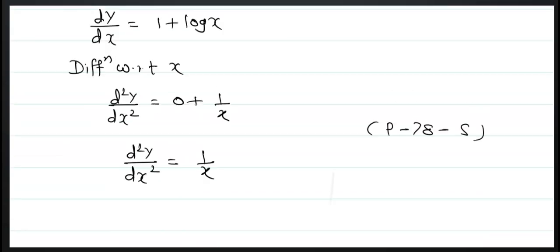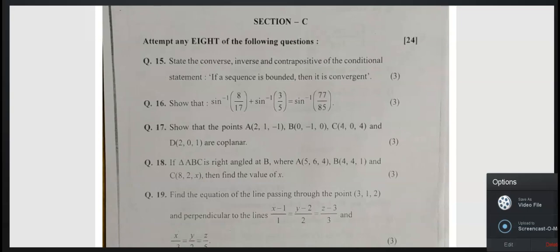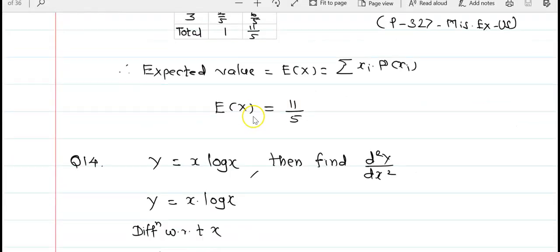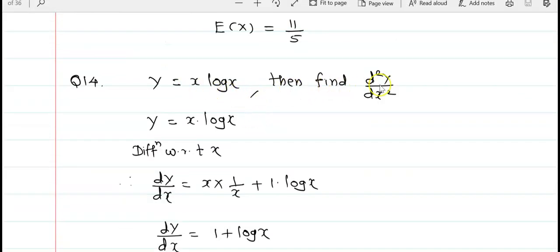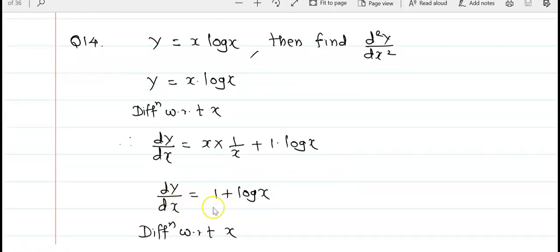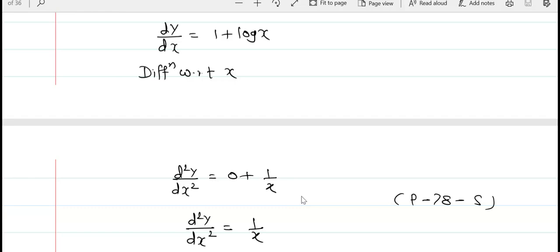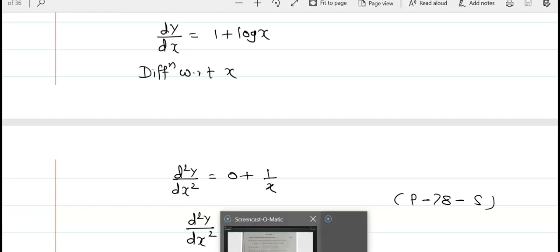It is on page number 78, a solved question. Now see the solution again. Y is equal to x log x, find d2y by dx square. Differentiate with respect to x. dy by dx is equal to x into 1 upon x plus 1 into log of x. Therefore, dy by dx is equal to 1 plus log of x. Differentiate again: the derivative of 1 is 0 and of log of x is 1 upon x. Therefore, d2y by dx square is equal to 1 upon x.